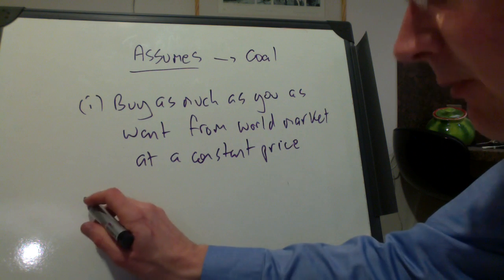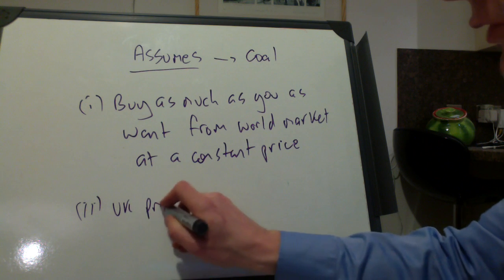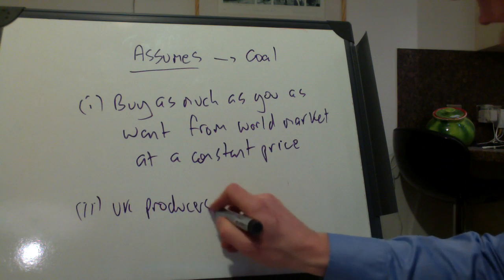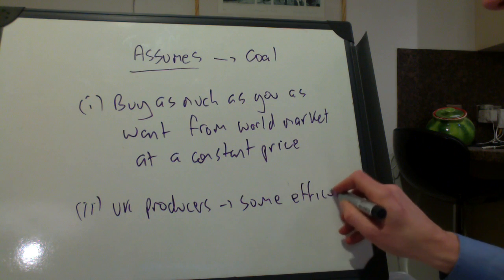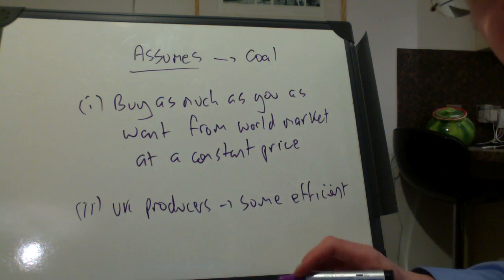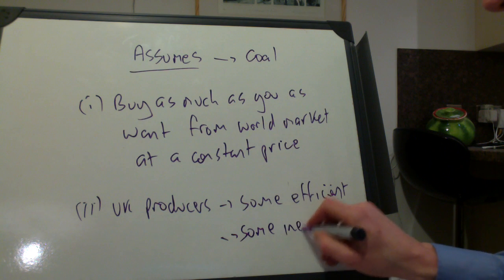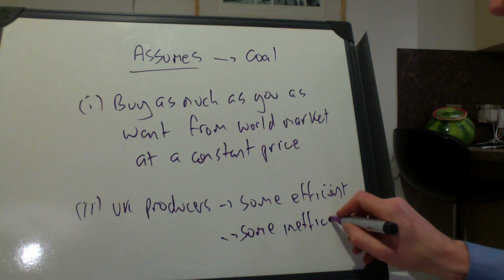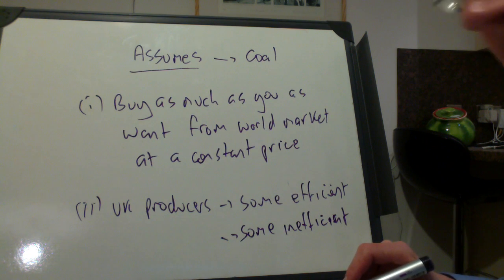And secondly, what we're saying is that UK producers, however, have differing efficiency. Some are fairly efficient. So in the coal market, those are the ones where the coal is near to the surface. But some are really quite inefficient. The coal is many kilometres underground, and their costs are going to be much higher.